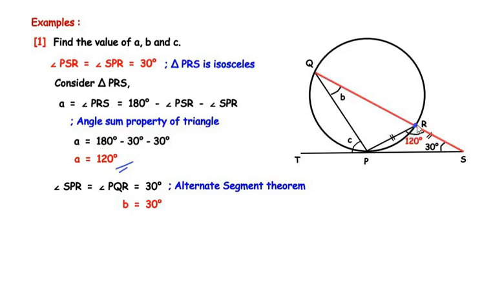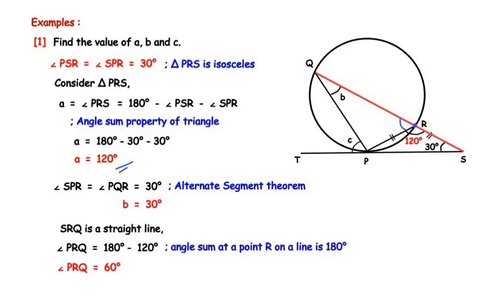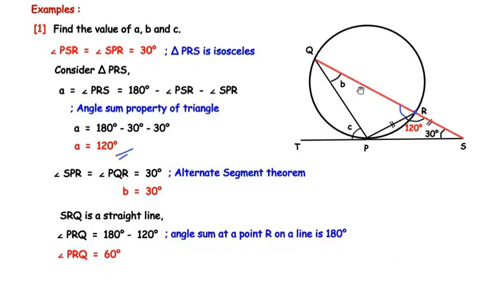And the value of angle PRS was equal to A, that is 120 degrees. So the value of angle PRQ will be equal to 180 minus 120. And this is going to give us the value of angle PRQ as 60 degrees.